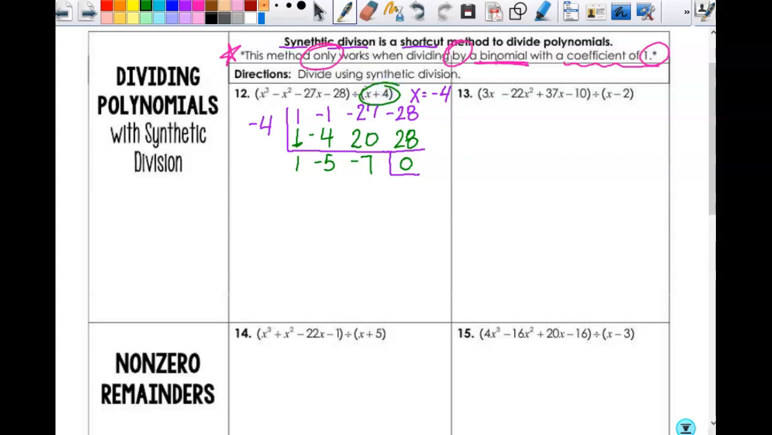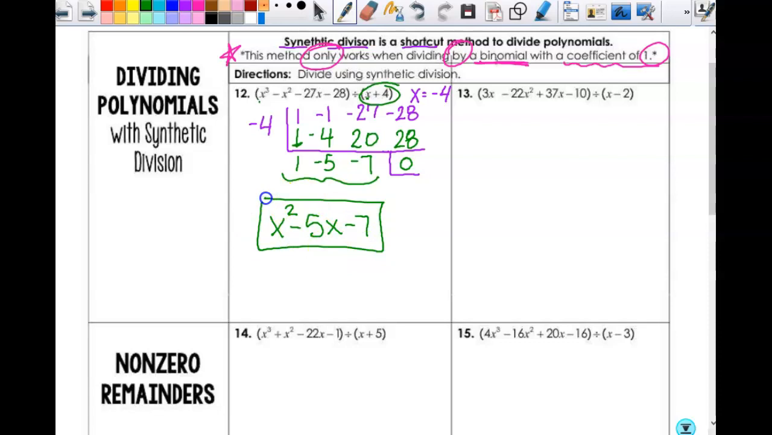So now to write my answer, because all it said was to divide, I have these three right here, which are the coefficients of my answer. I just divided a cubic by a linear, which is going to leave me with a quadratic. Make sense? If I have three terms down here, it's a quadratic. One or more of them could be a 0, but I have 3 terms, which means it's a quadratic, and these are the coefficients. So I get x squared minus 5x minus 7.